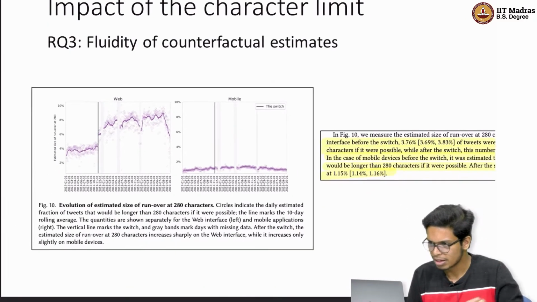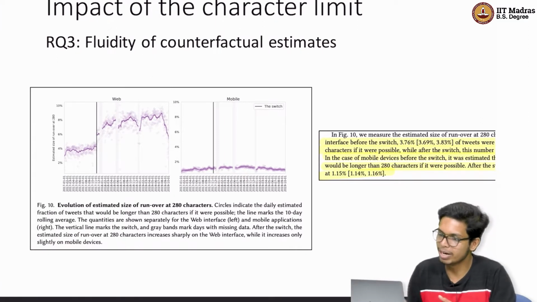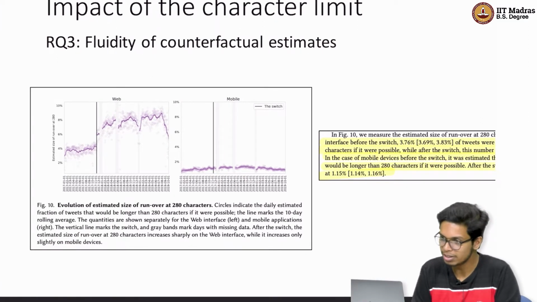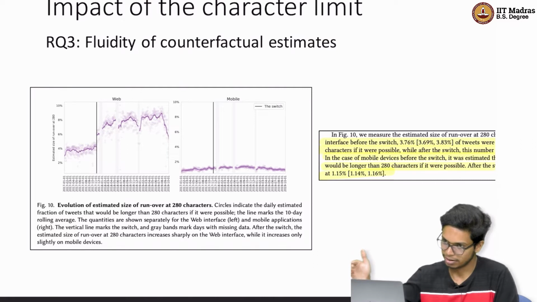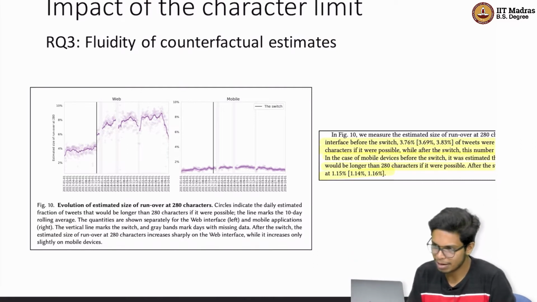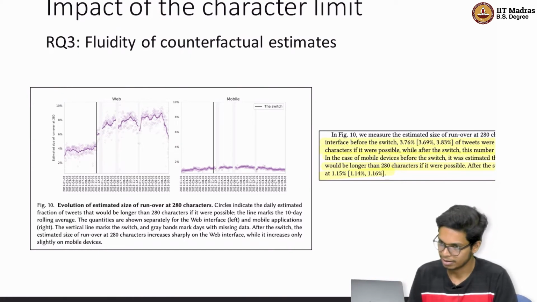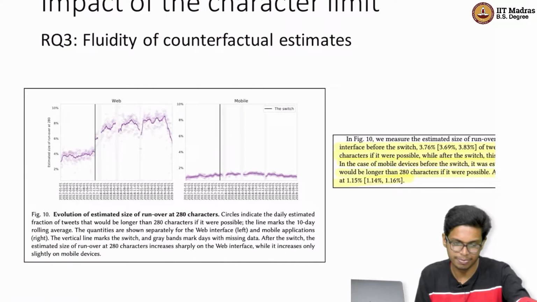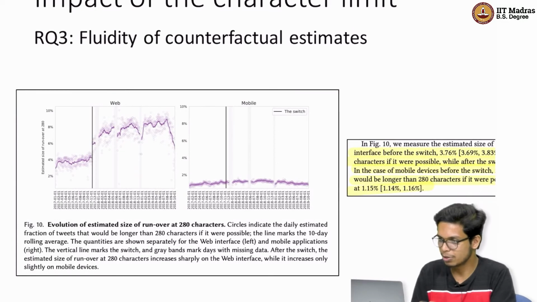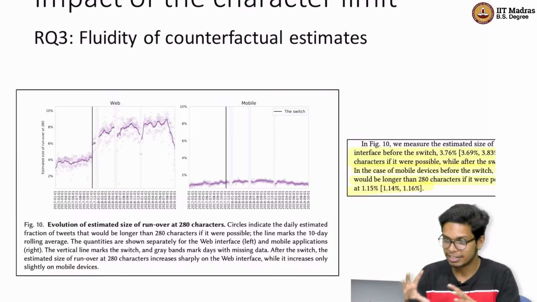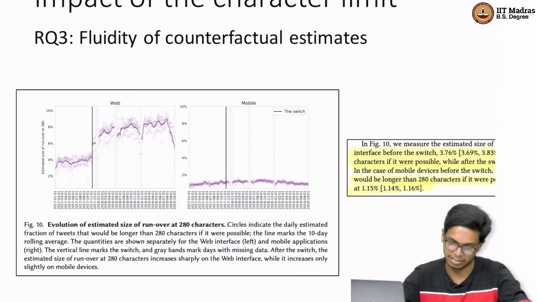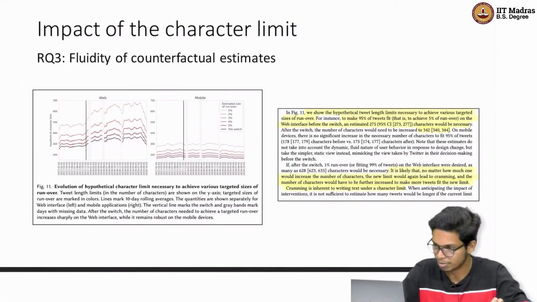For example, in the case of mobile devices, before the switch happened, there was only a 0.97% chance that tweets would be longer than 140 characters. Even after the switch happened, there was only a 1.15% chance that tweets would be longer than 280. But if you look at the web graph, before the switch happened, there was a 3.76% chance. After it happens, it jumps to 7.77%, which is a huge number.